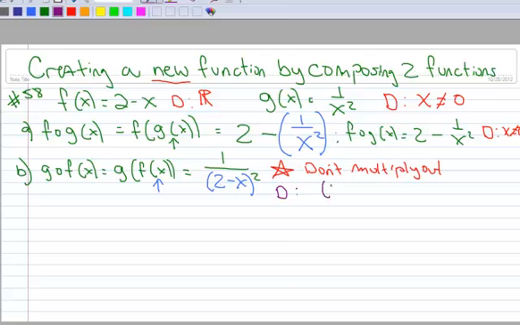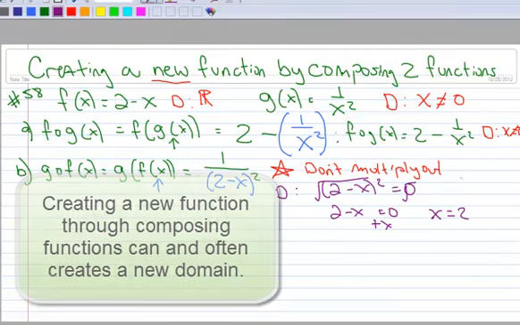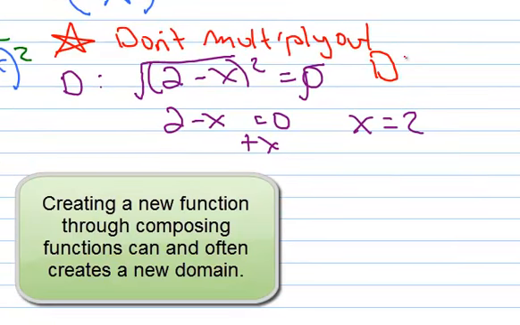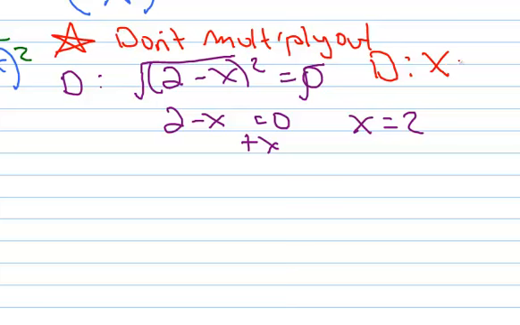Okay, so we know we can't have 0 in the denominator. So that means that 2 minus x squared can't equal 0, but we let it equal 0 to figure out what it can't be. So square root both sides, and then you get 2 minus x equals 0. And if we add x to both sides, we end up with x equals 2. So that means in my new domain here, the domain of this new composite function, x can't equal 2.